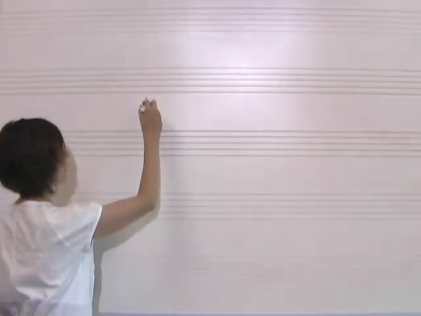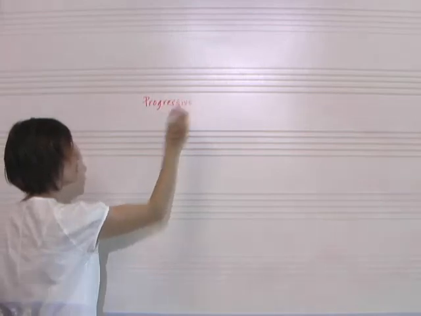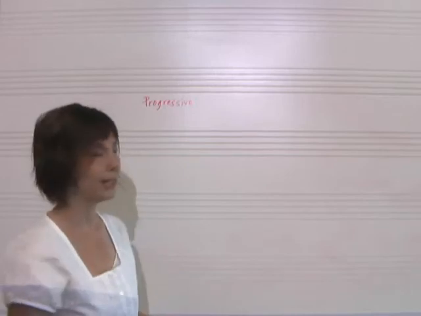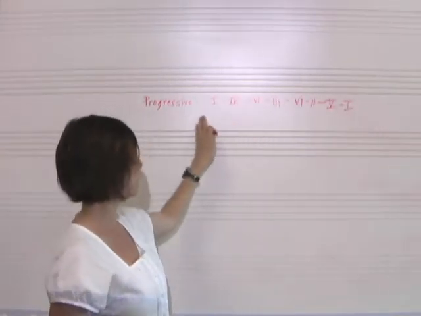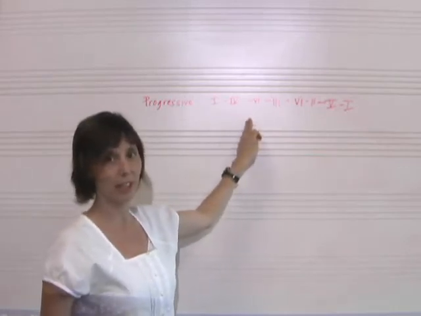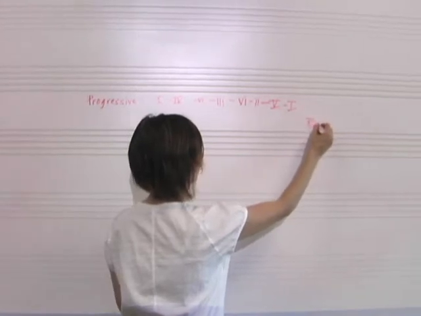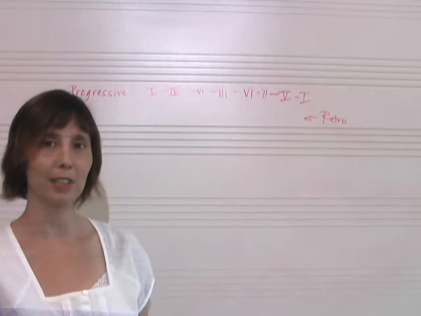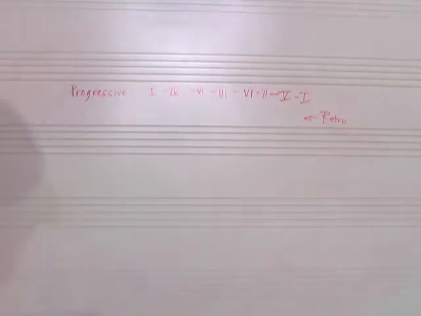If we are going progressively, we'll go down by fifths from the tonic. And of course, going retrogressively, we would just go in the opposite direction. So let me play each chord progression so that you can hear the difference. Here's a retrogressive chord progression.